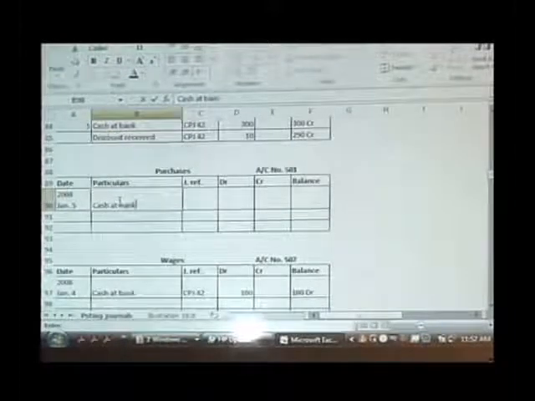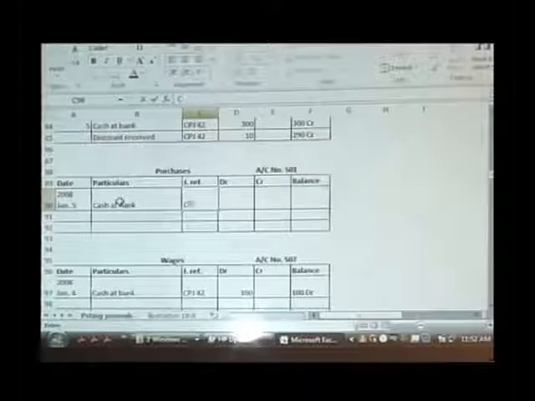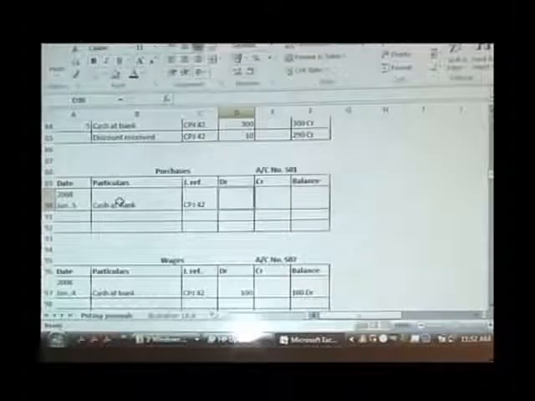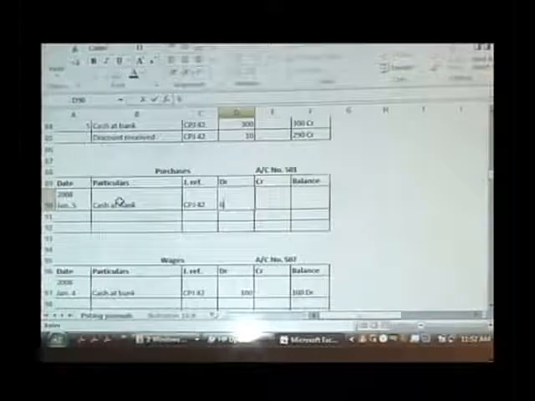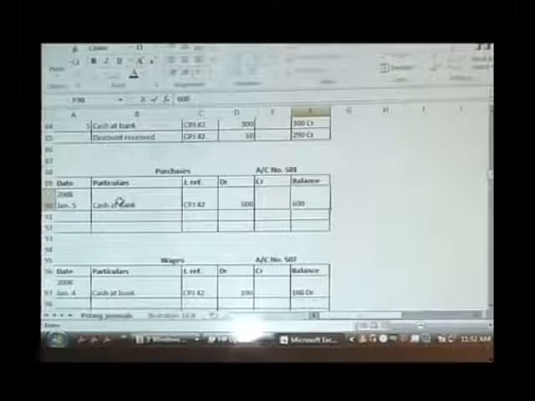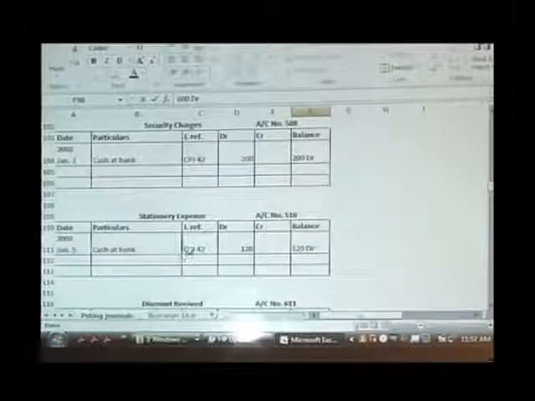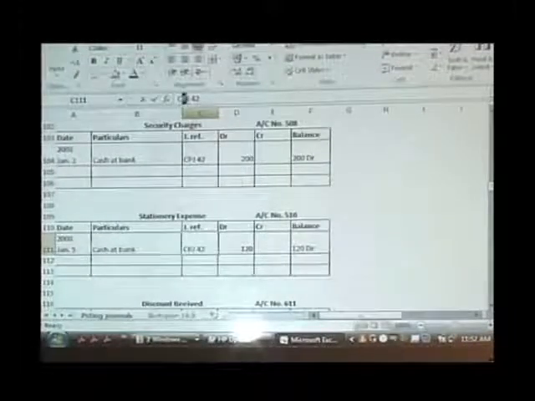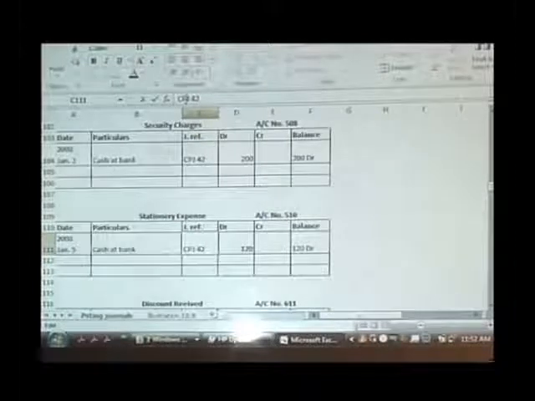Cash at bank, CPJ 42. Purchases 600 total. 600 debit. This is CPJ, not CRJ. Let me correct it.